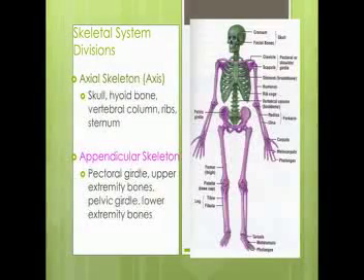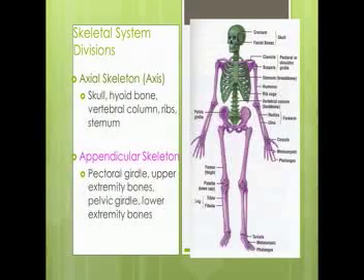The skeletal system can be broken down into two divisions, the axial skeleton and then the appendicular skeleton. The axial skeleton is really comprised of the skull, the hyoid bone, which is a bone that sits beneath really the jawbone here. We'll give you the official name for that later on in the course. But then we have the vertebral column, the ribs, and the sternum.